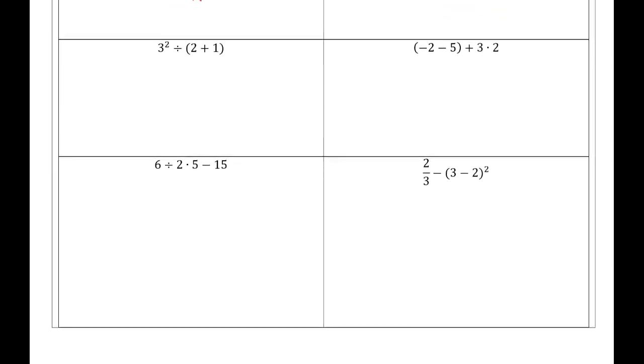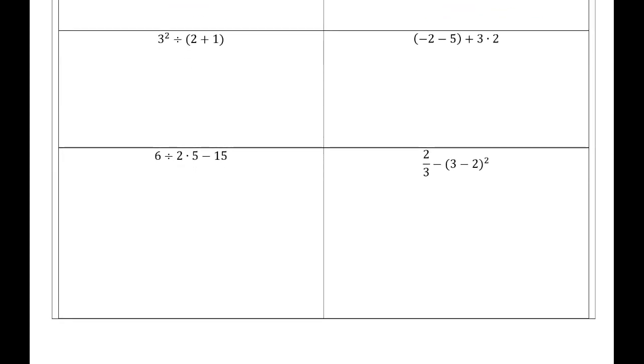Okay, now we're moving on down to this one. And I can't see the top of my paper, so y'all are going to have to keep looking back at the top. We have 3, we have an exponent, we have a division, we have parentheses, we have addition. It looks like we have a little bit of everything. So I'm going to follow my rules and I'm just going to write PEMDAS. Please excuse my dear Aunt Sally. This is the order I need.